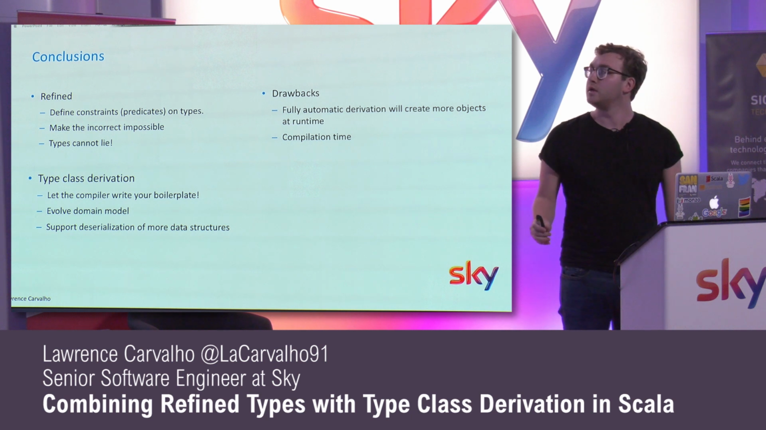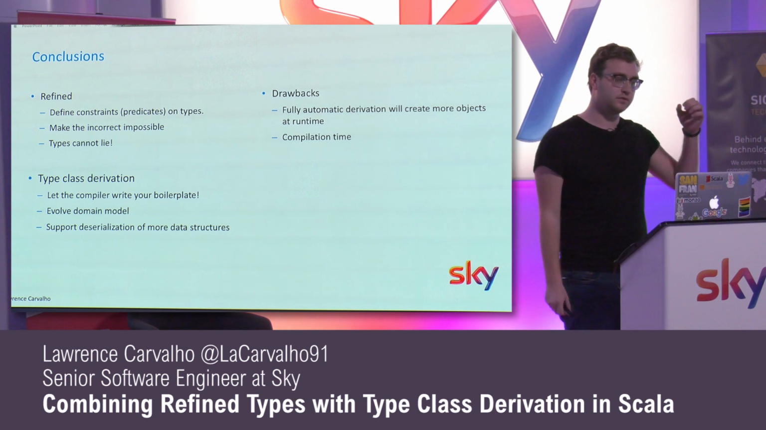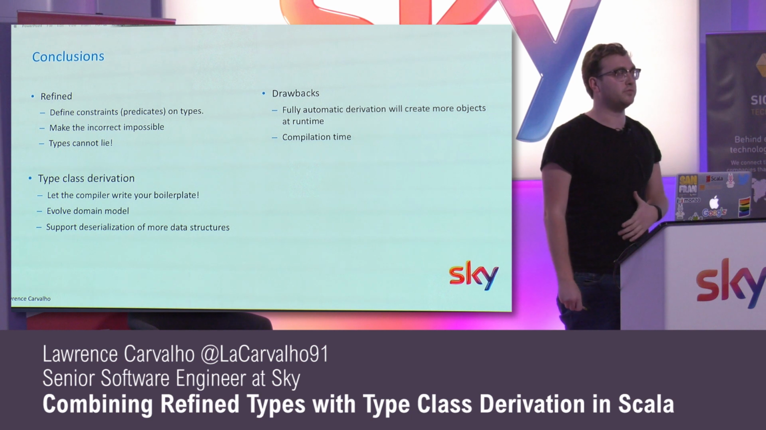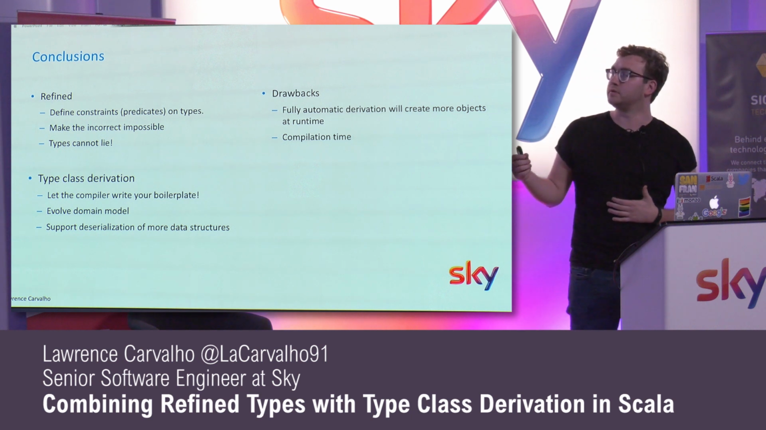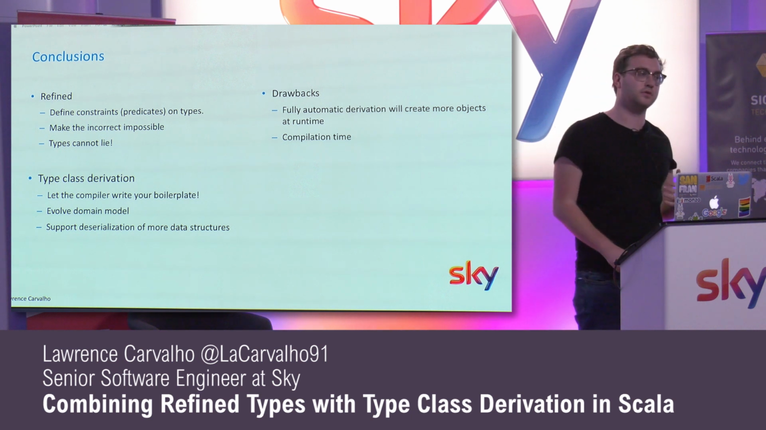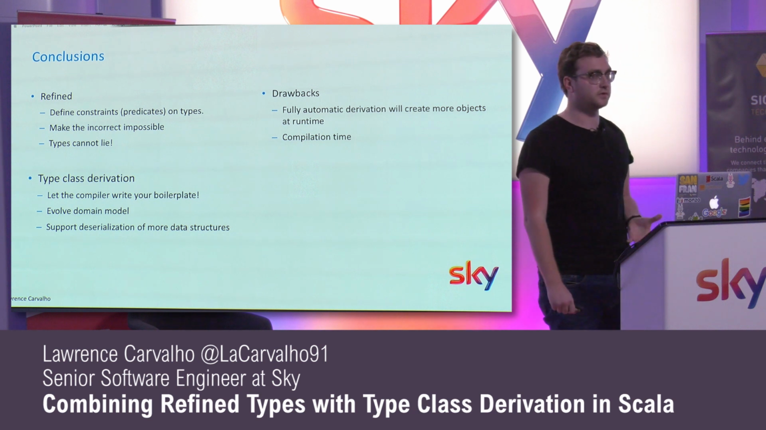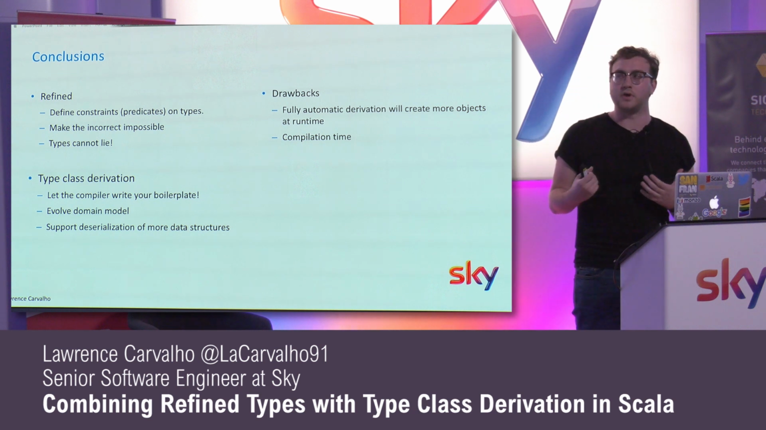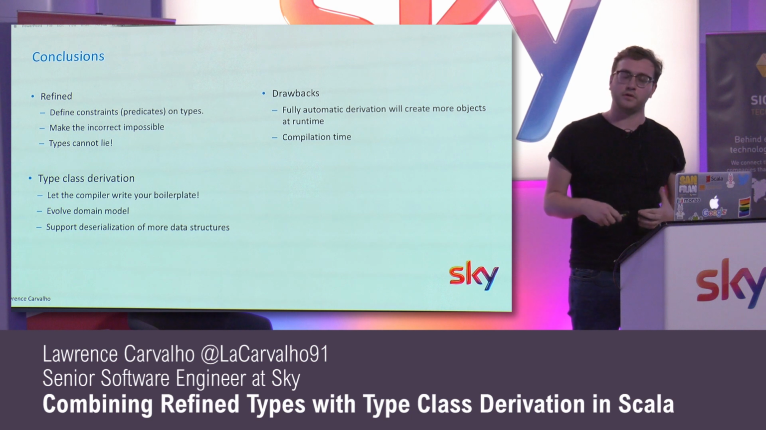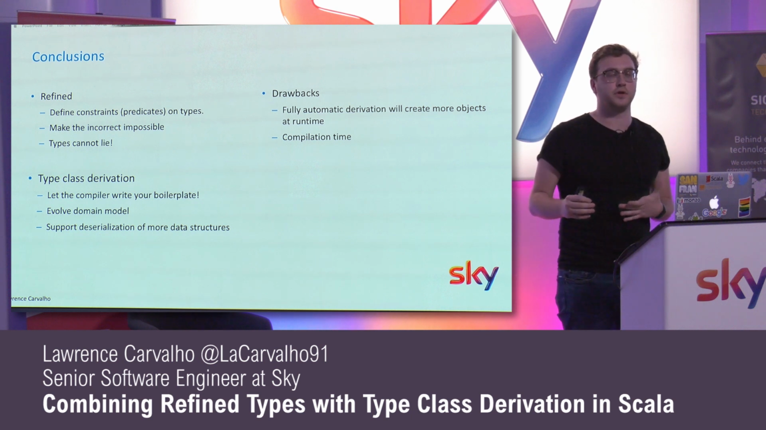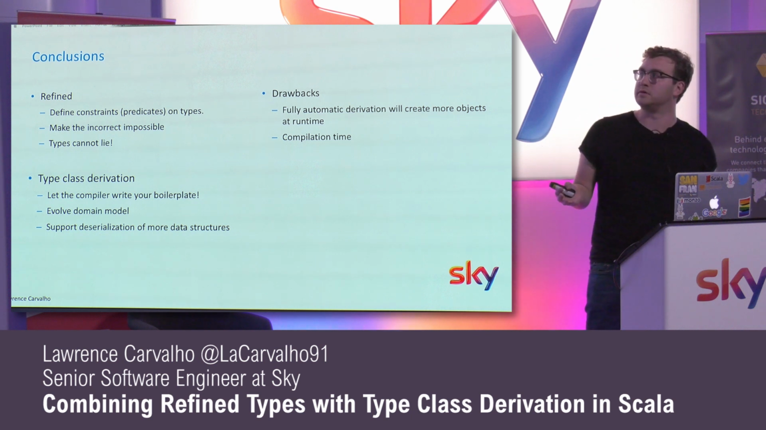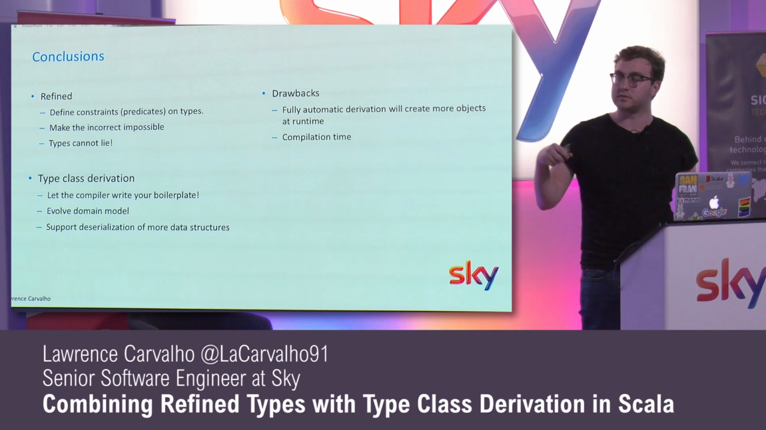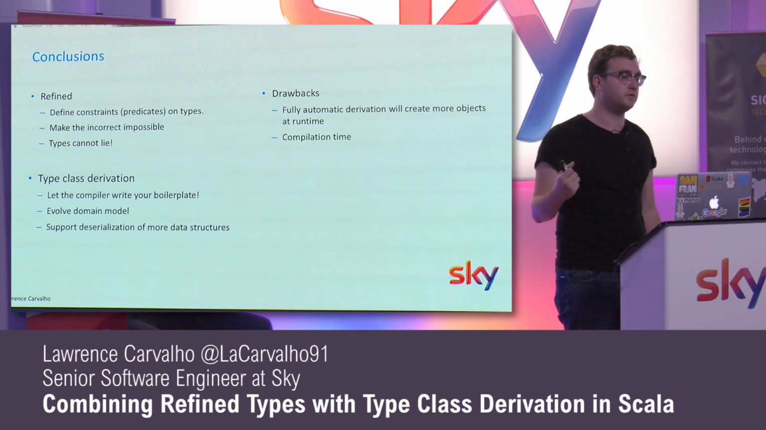That's what's important. So type class derivation: let the compiler handle your boilerplate for you. As you evolve your current domain models, or you need to support deserialization of extra data structures, you don't have to increase your maintenance burden in terms of code, because type class derivation is going to handle all of that for you.